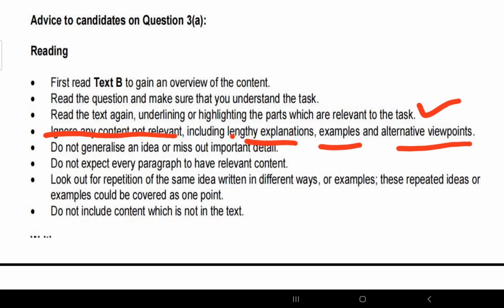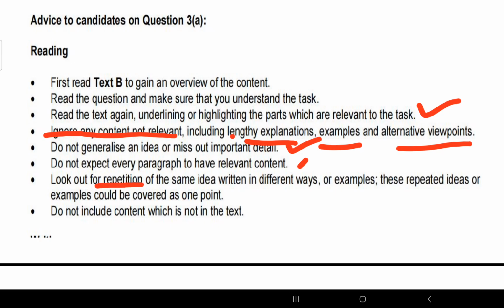One thing, do not generalize an idea or miss out important detail. That means anything that is relevant, do not miss out on that. Then do not expect every paragraph to have relevant content. Maybe there are a few paragraphs in the text that are not relevant. You can totally ignore them. Look out for repetition. Yes, this is also important.